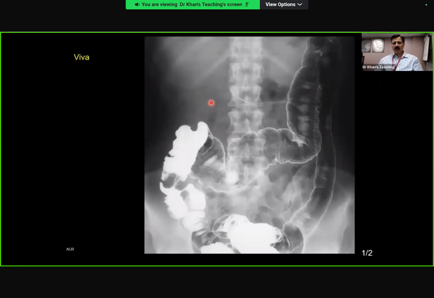Okay, this is your last case, candidate 1. Can you describe it? So that's the double contrast film in which I can see there is apple core appearance in the right ascending colon with the shouldering and narrowing of the lumen. So this shows with the background of multiple polyps in the rest of the colon. So this shows there is a development of adenocarcinoma along with this, yes.